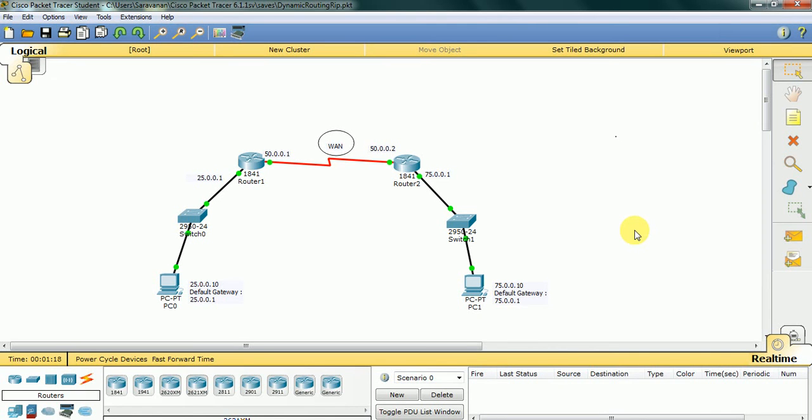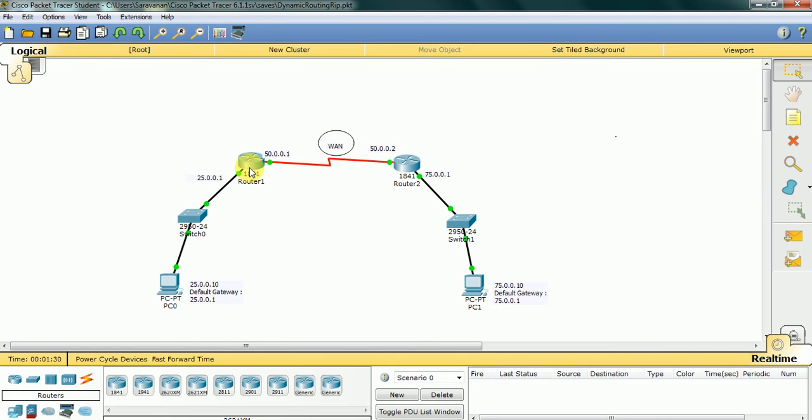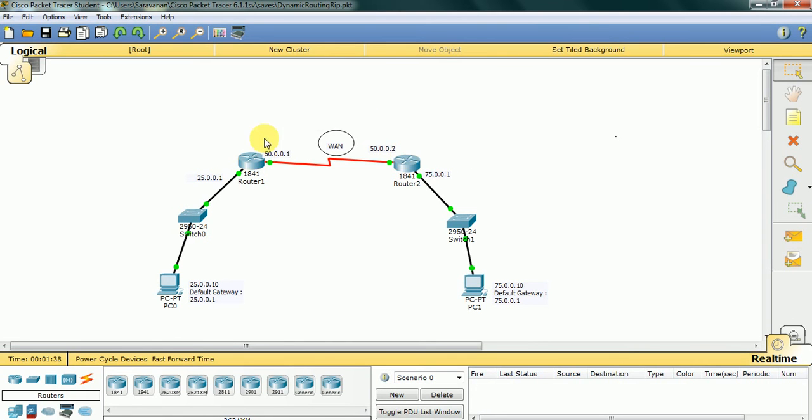In this video session, we are going to see about dynamic routing. Routers are used to transfer the data packet from one network to another network. It works based on the IP address, learning the IP address of the adjacent routers.